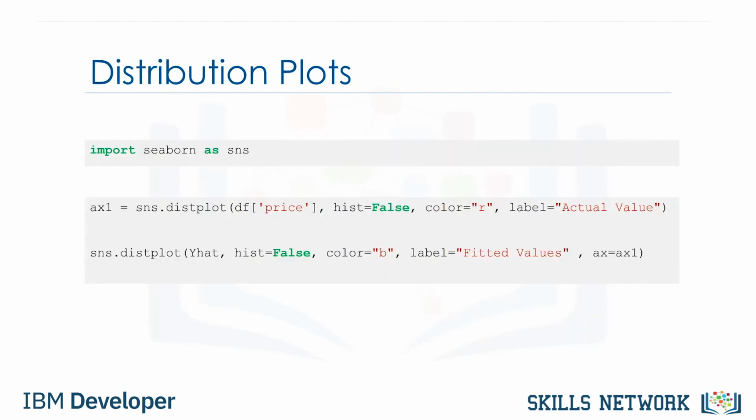Here is the code to create a distribution plot. The actual values are used as a parameter. We want a distribution instead of a histogram, so we set the hist parameter to false. The color is red. The label is also included. The predicted values are included for the second plot. The rest of the parameters are set accordingly.